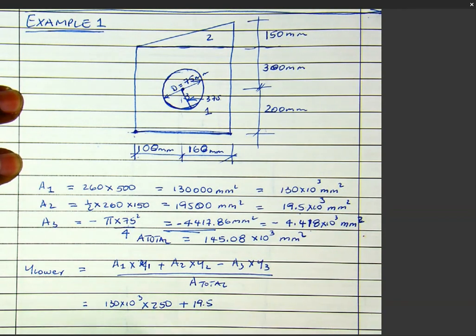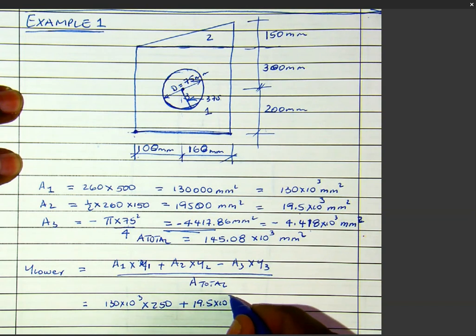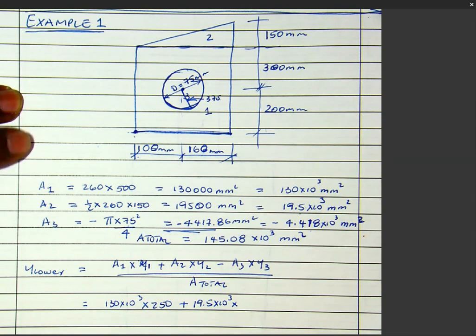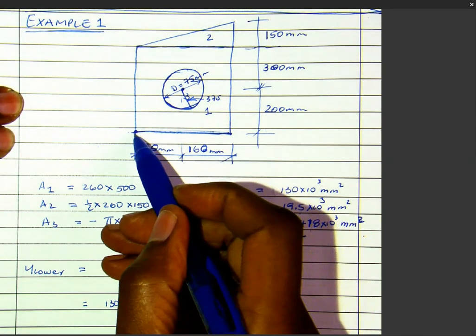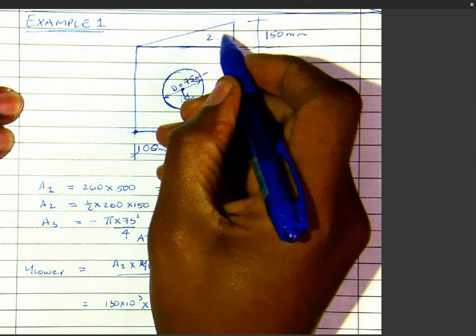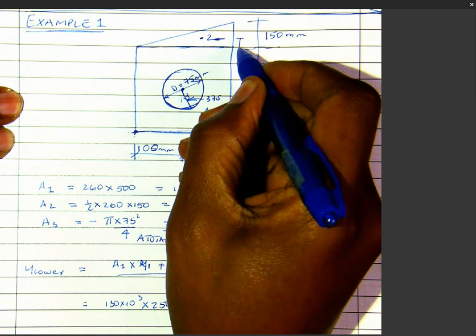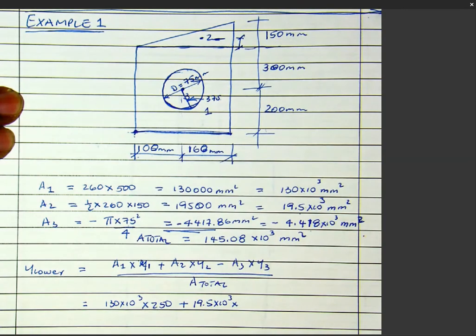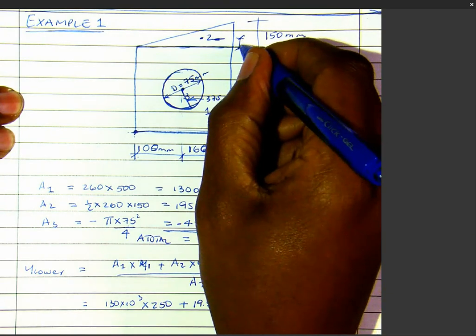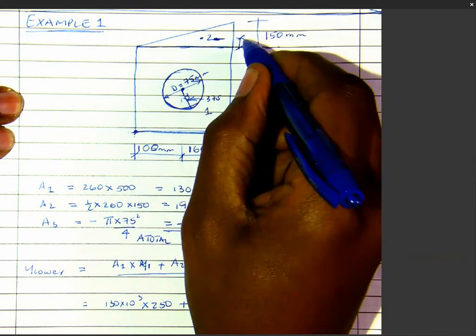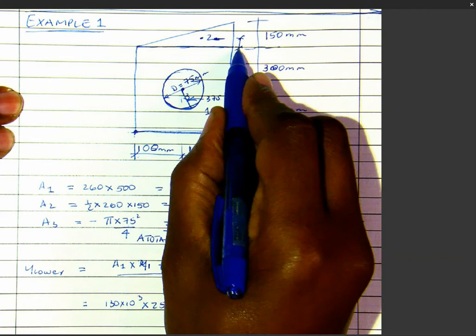19,5 times 10 to the power 3, and then times... What is the distance from the bottom to the center of area 2? Remember, there's area 2 there. The center of area 2, we were told, that distance is 1/3 of the height. This is the distance that I want. I want to know what is the distance. The 1/3 of the height is going to take you there.